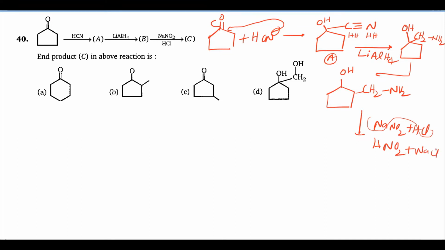NaCl. HNO2 splits into OH minus and NO plus. So this NO plus combines with this lone pair. Then you are going to get OH here, CH2, NH2, and here N double bond O is there. Okay, so these are 2 hydrogens.